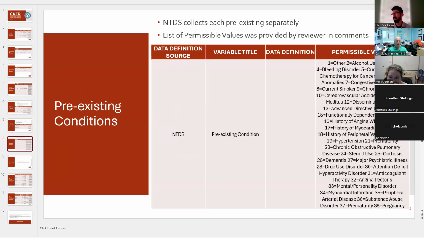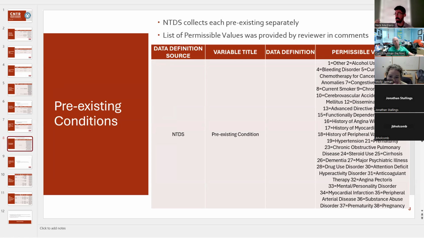Something similar with pre-existing conditions. From what I've looked at in the data dictionary, the way that pre-existing conditions is collected is that each pre-existing condition is a separate question with a yes or a no. We know that we don't want to do that when we're creating this repository, because we don't want to be creating many different elements for yes/nos.